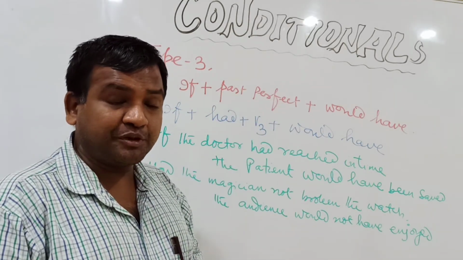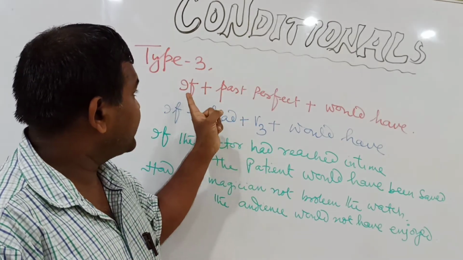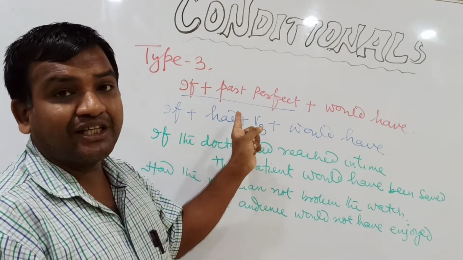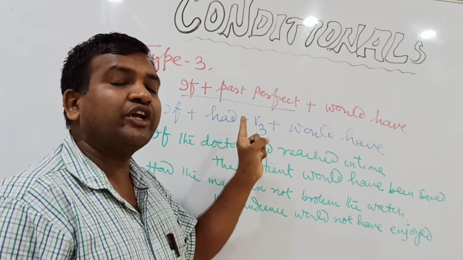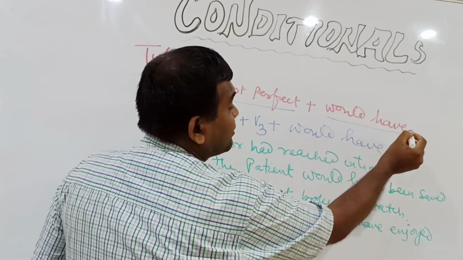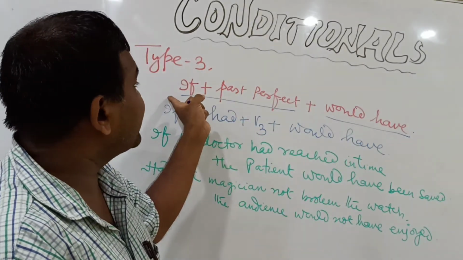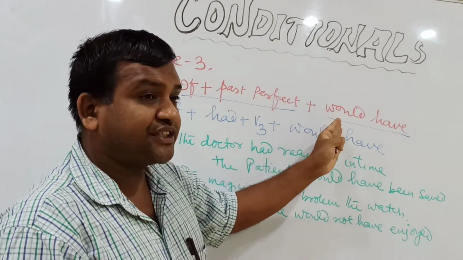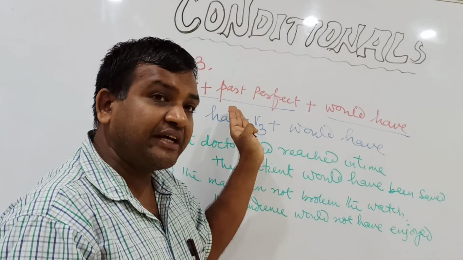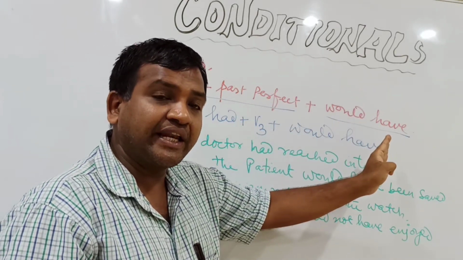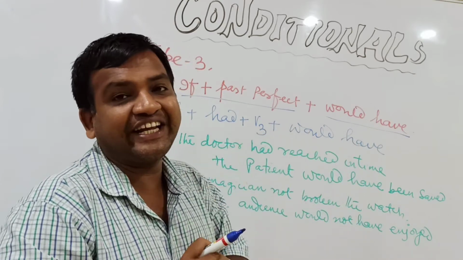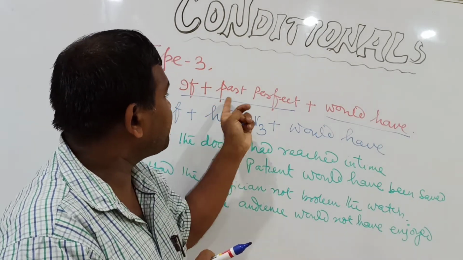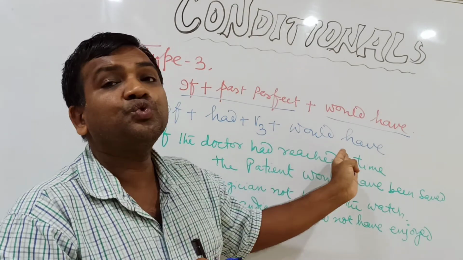In the last section I had told that if plus past perfect, this section is the place for the subordinate clause and this place is for the main clause. If the main clause is coming here, then the if clause will be going there. So don't get confused that the main clause will be in the beginning or the subordinate clause will be later. It depends upon the formation of the sentence. So if plus had plus V3, past perfect, plus would have.